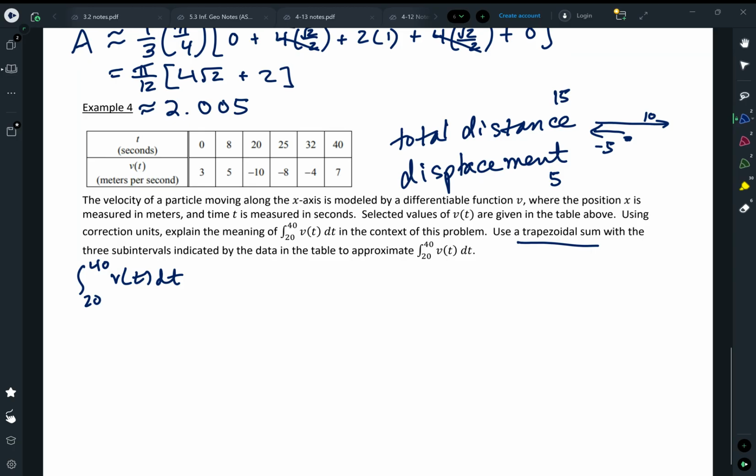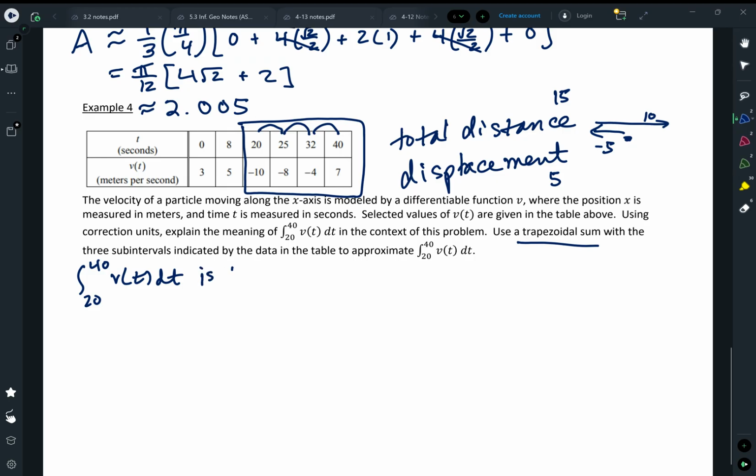So displacement is just like how far am I from the beginning. So when I look at these intervals from 20 to 40, when I look at the interval from 20 to 25 or 25 to 32 or 32 to 40, I've got some negatives mixed in there. And when I'm finding this integral from 20 to 40 of v of t dt, nowhere does it say I'm taking an absolute value or anything. So this is going to be the displacement.